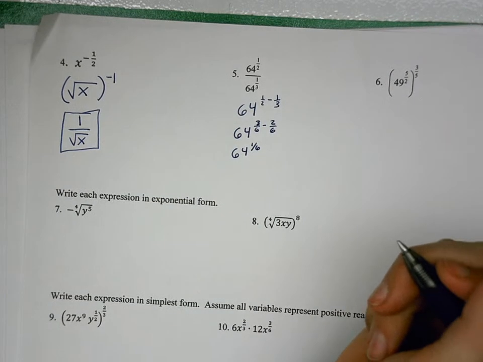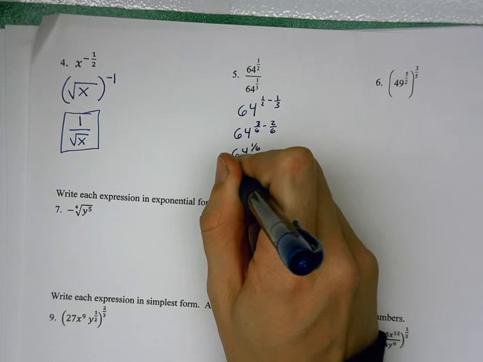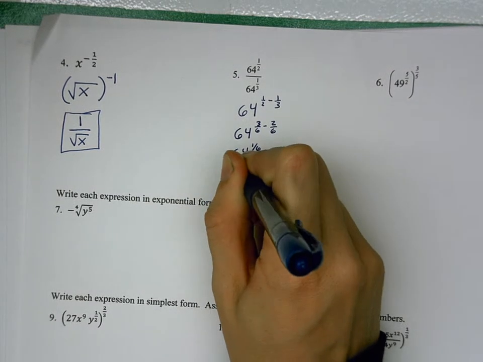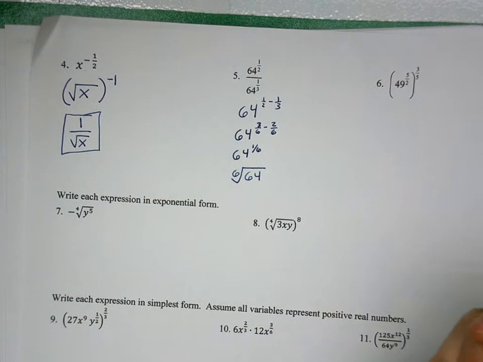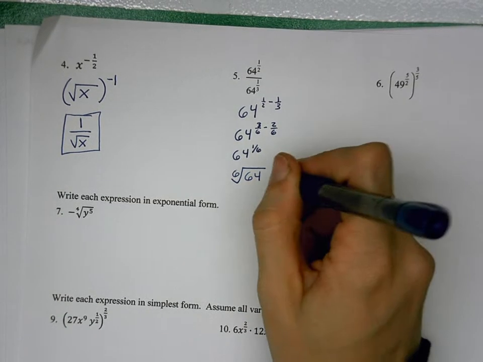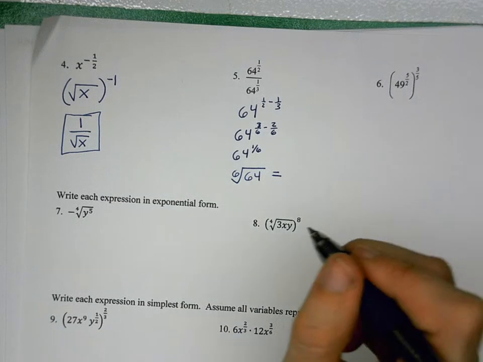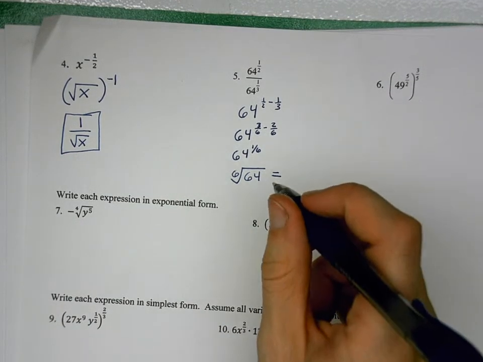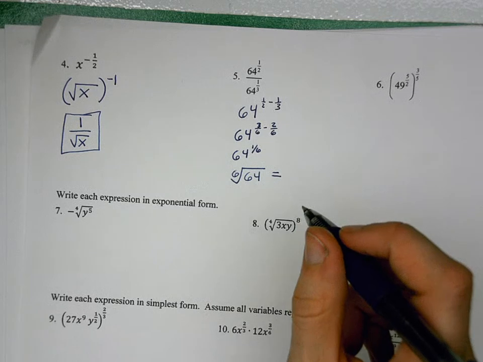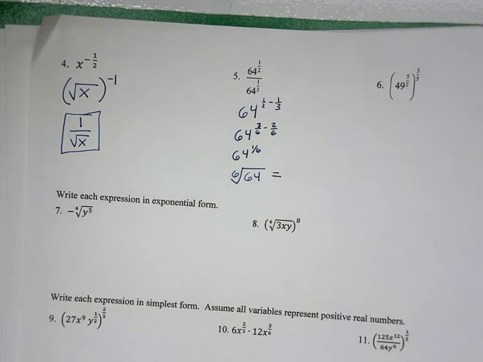Rewriting this one, looking at the denominator for my index, this would be the 6th root of 64. And then 1 is your extra power, but raising something to the power of 1 doesn't do anything, so I don't have to have it in there, but it would be there, technically speaking. So now you're asking yourself, what number times itself 6 times, when multiplied together, creates 64?